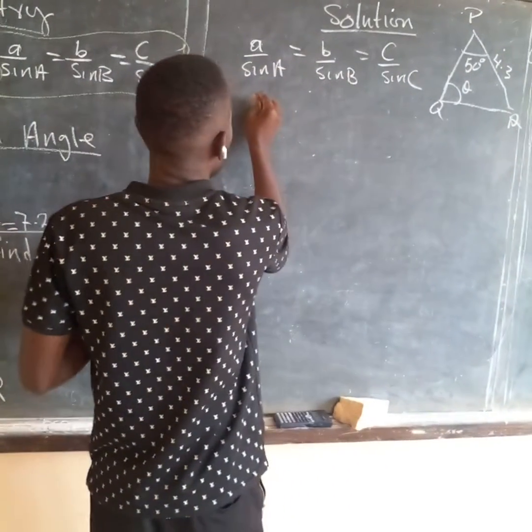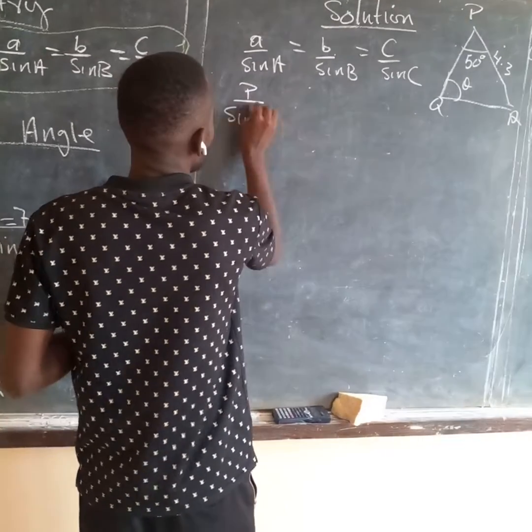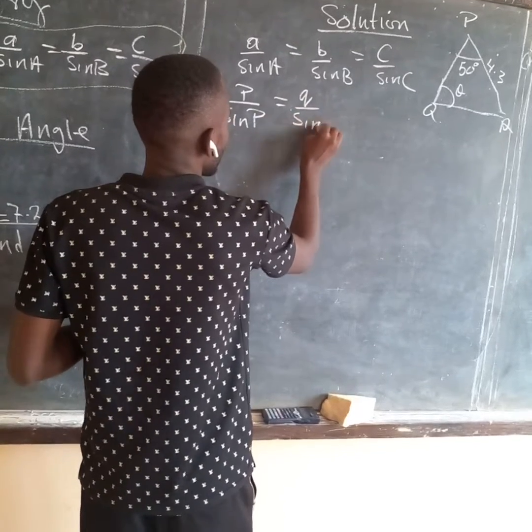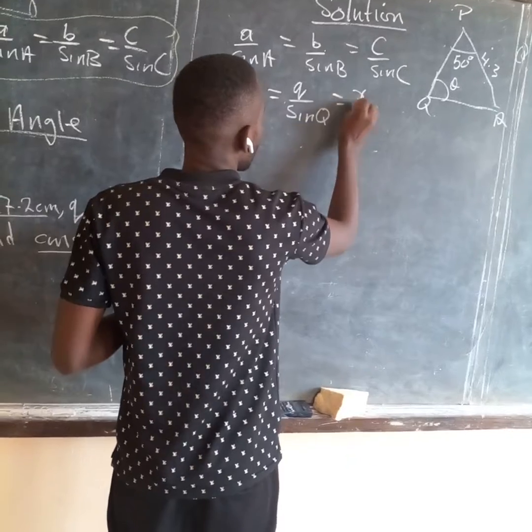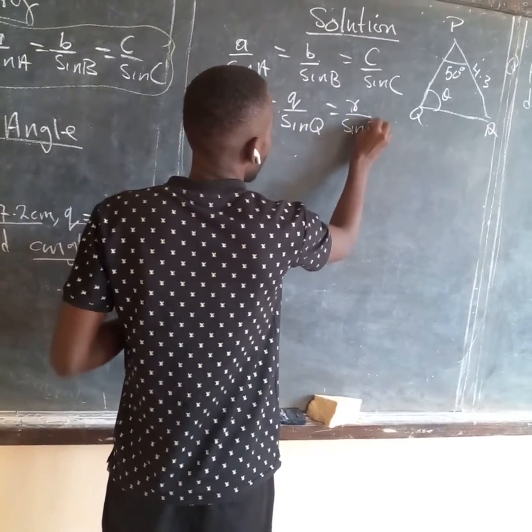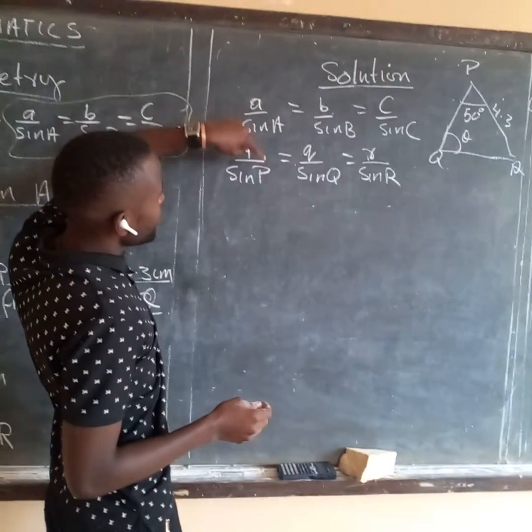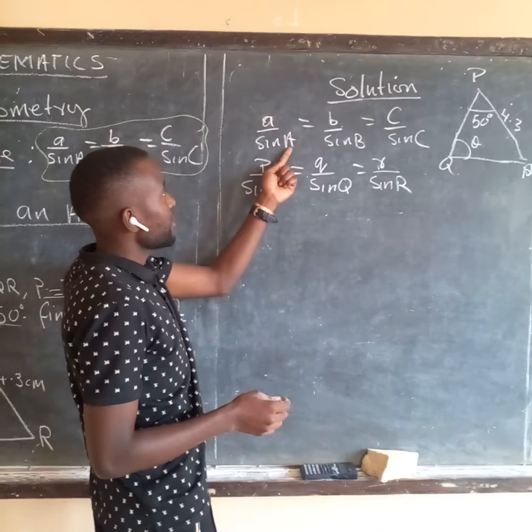So we are going to say p over sine P is equal to q over sine Q is equal to r over sine R, just like that. It cannot always be a. It sometimes changes to suit the triangle. We have to change the letters.